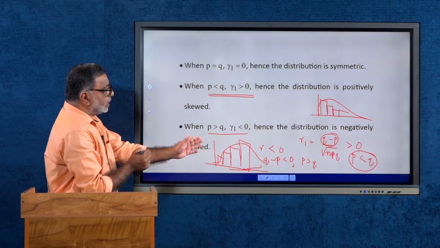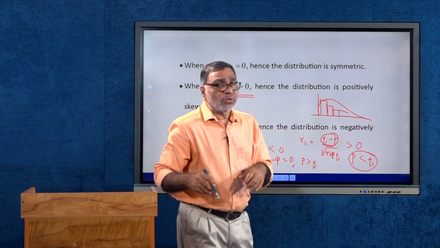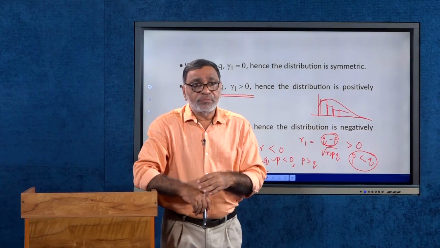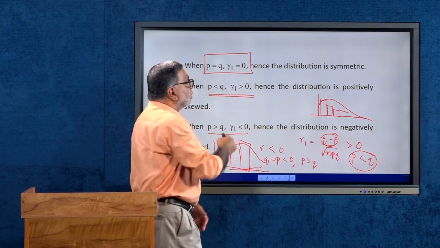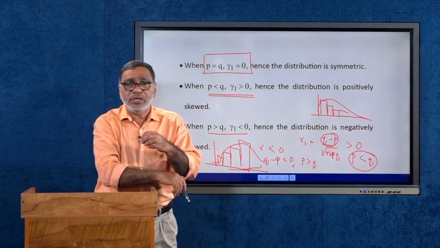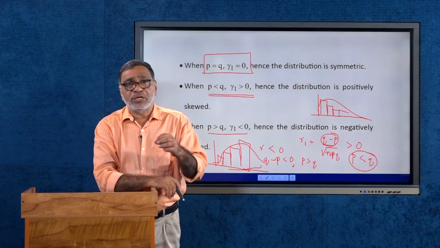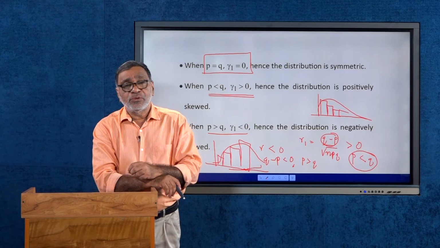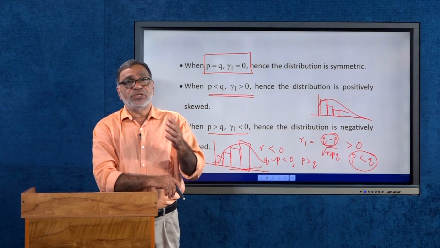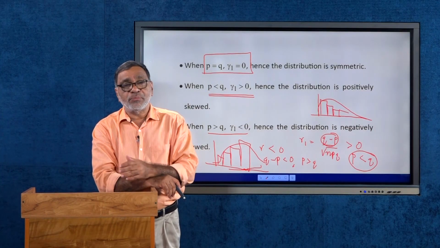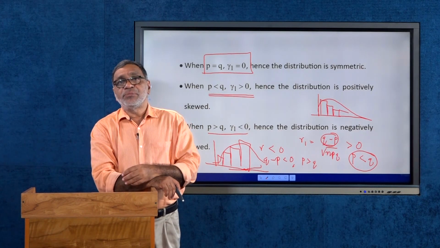So, it is a negatively skewed distribution, and gamma 1 is equal to 0 if p and q are equal. So, when p is equal to q, gamma 1 is equal to 0, hence the distribution is symmetrical. It is very easy to establish that the binomial distribution is symmetrical when p is equal to q by taking any example. Consider a binomial random variable with n equal to some value, say 10, and p equal to 1 by 2. If you draw the histogram of the binomial distribution, we can see that it is a symmetrical one.